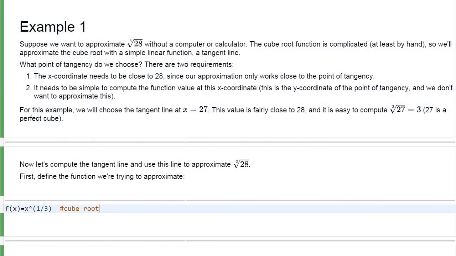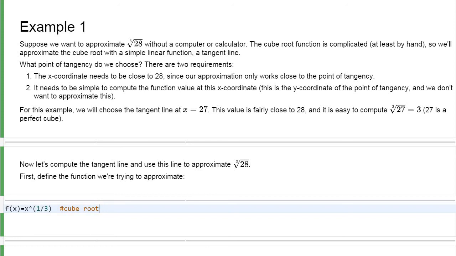I want to approximate the cube root of 28 without using a computer or a calculator. Now, cube root seems like a fairly simple function, but if you want to compute this by hand, it's a lot more complicated. So I'm going to approximate this cube root function with its tangent line. Now, of course, there's a different tangent line at every x value. Every point of tangency gives you a different line. So which tangent line do we want to choose?